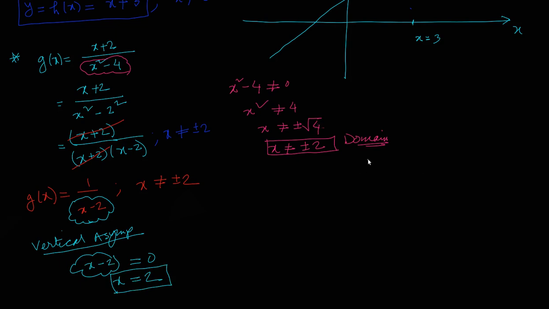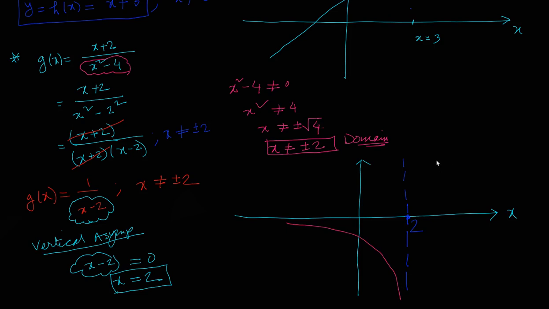So let's try to plot it. This is my x and this is my y axis. So let me draw a vertical line at x equal to 2. So this is my vertical line at x equal to 2. So this is 2, right? Now if I try to plot 1 over x minus 2, you might notice that it is going to be something like that. And remember, the graph is never going to touch the vertical line, and never cross the vertical line.